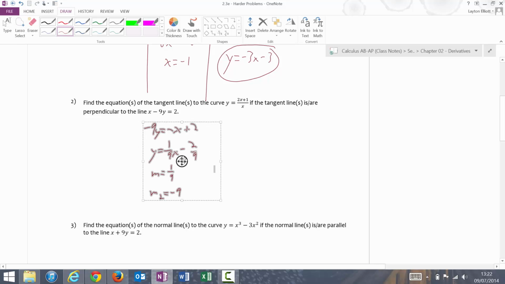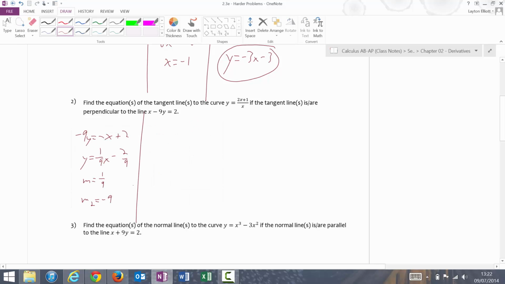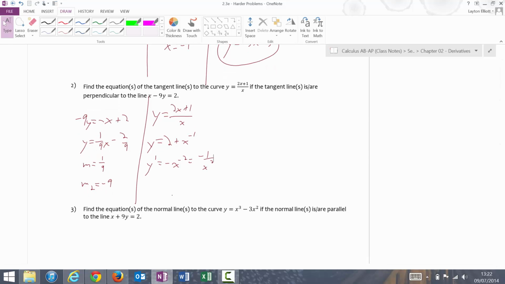So given that, let's go back to the original. I have the curve y is equal to 2x plus 1 over x. And if I rewrite that, I get y is equal to 2 plus x to the -1. That's just easier to take the derivative because I don't have to use quotient rule. y prime is equal to -x to the -2, or -1 over x squared. So I want to set that equal to -9.